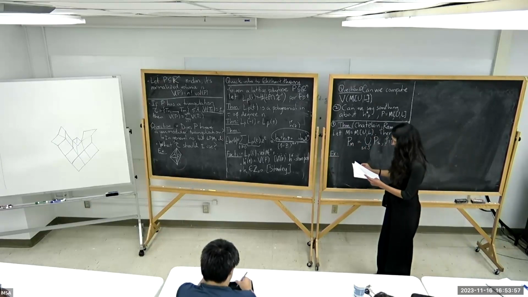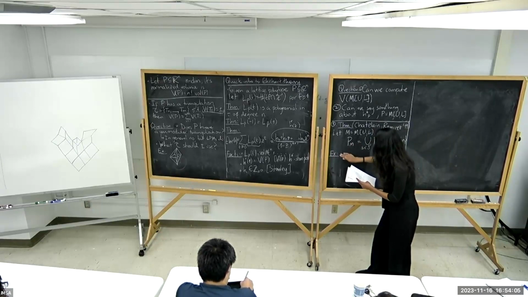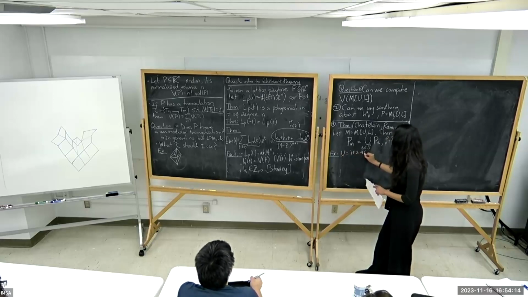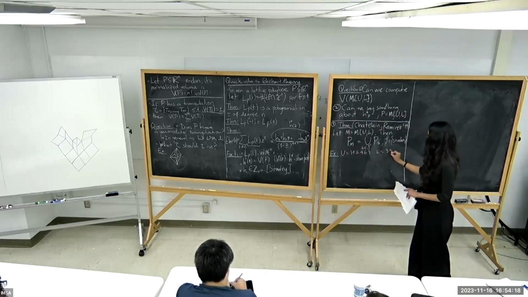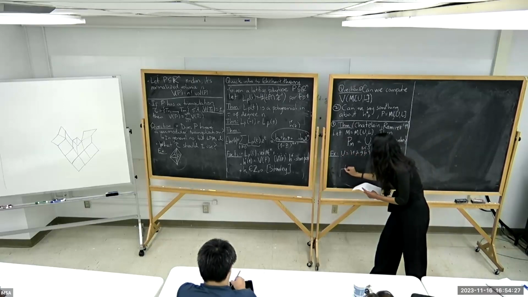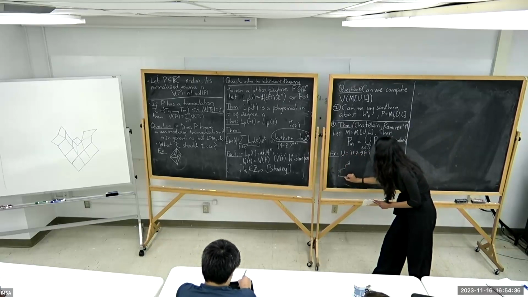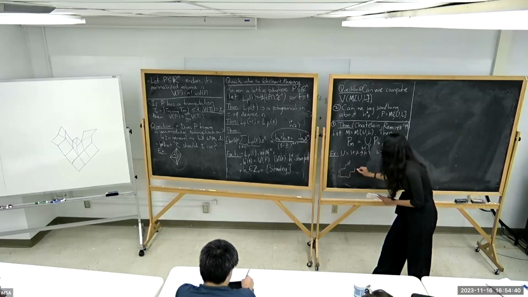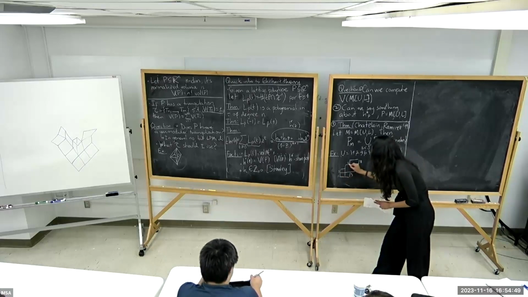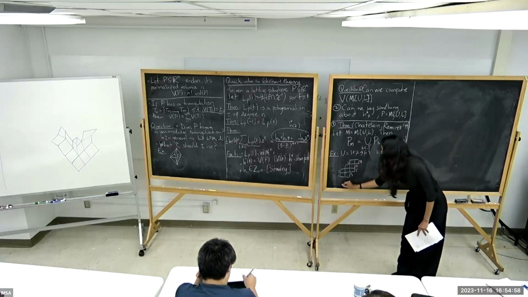So I will take this LPM. I'll take U to be 1, 2, 4, 6, and L to be 3, 5, 6, 8. And so I get 1, 2, 3, 4, 5, 6, and then 1, 2, 3, 4, 5, 6, 7, 8. So I get this. And so this is 10.